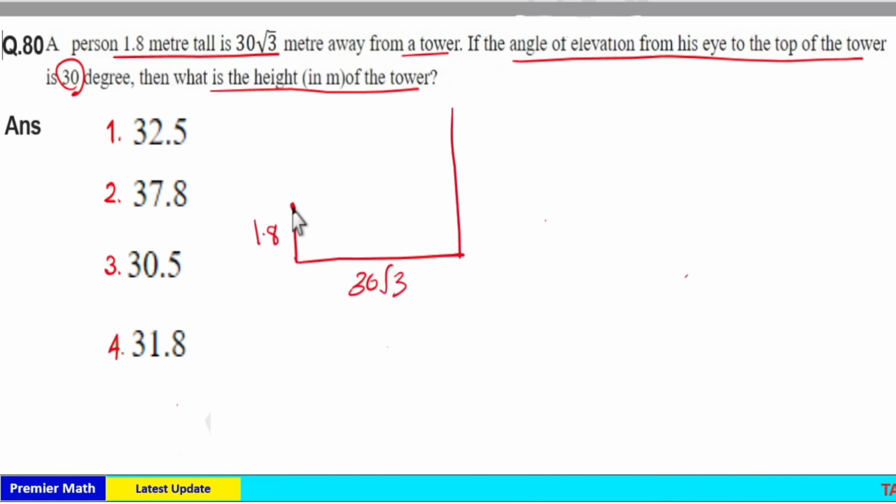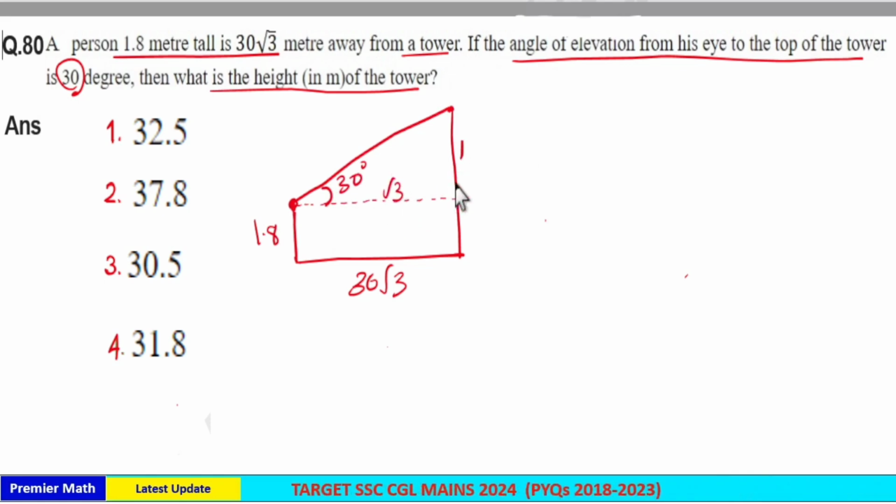Now from the eyes of the person, draw a horizontal line. From the eyes of the person to the top of the tower, angle of elevation is 30 degree. So this angle is 30 degree. Now take tan 30. Tan 30 is equal to 1 by root 3. Always mark the right angle triangle because you may mistakenly take sin 30 as 1 by 2. But this is not sin 30, this is tan 30. Opposite side by adjacent side, which is in the ratio 1 is to root 3. Tan 30 is 1 by root 3.